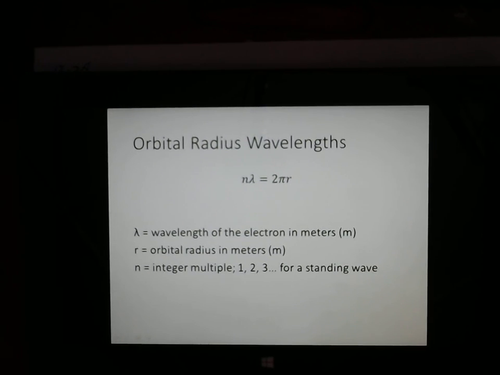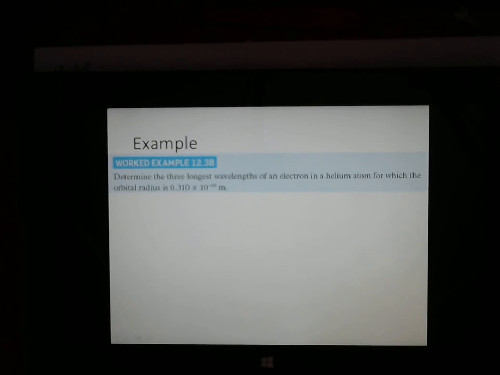So, last example for this one. Determine the three longest wavelengths of an electron in a helium atom for which the orbital radius is given as 0.310 times 10 to the negative 10 meters, or 3.1 times 10 to the negative 11 if we wanted to make it a number bigger than 1. This is on page 342.